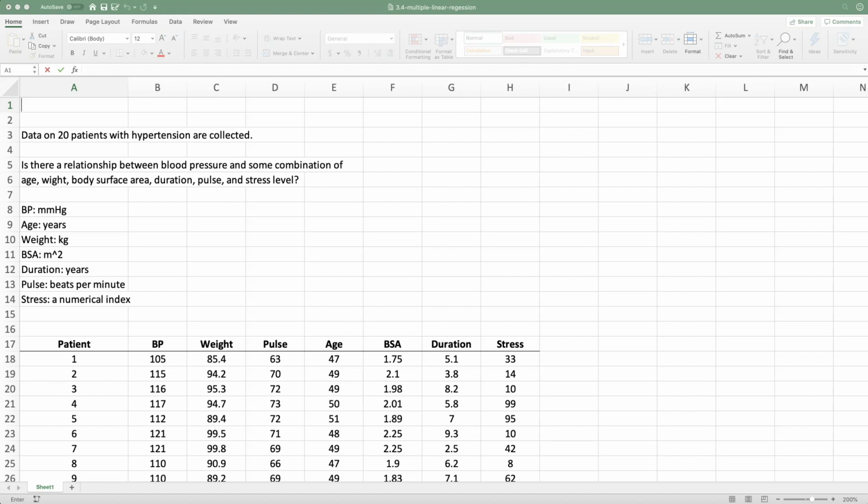In this video, we're going to learn how to perform a multiple linear regression using Microsoft Excel. A multiple linear regression is a natural extension of a simple linear regression where we have several explanatory variables instead of just one. In a multiple linear regression, each variable will have its own slope in a larger equation.